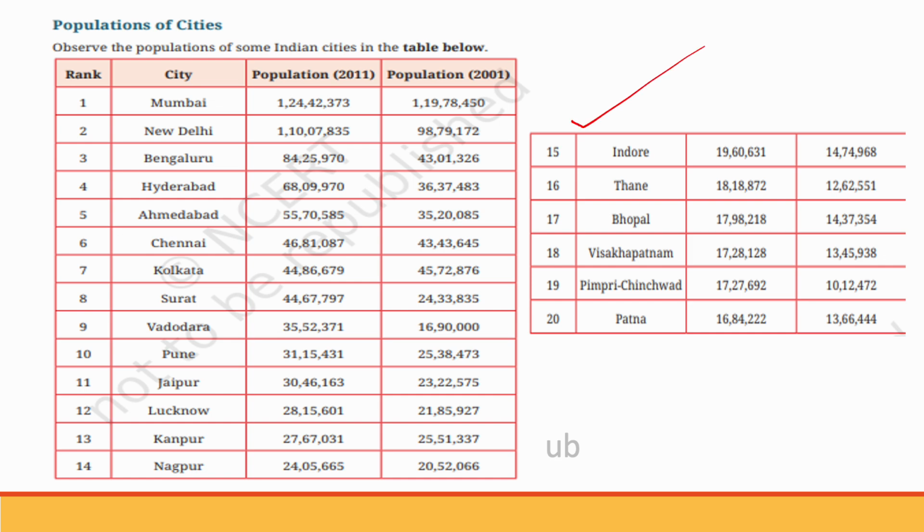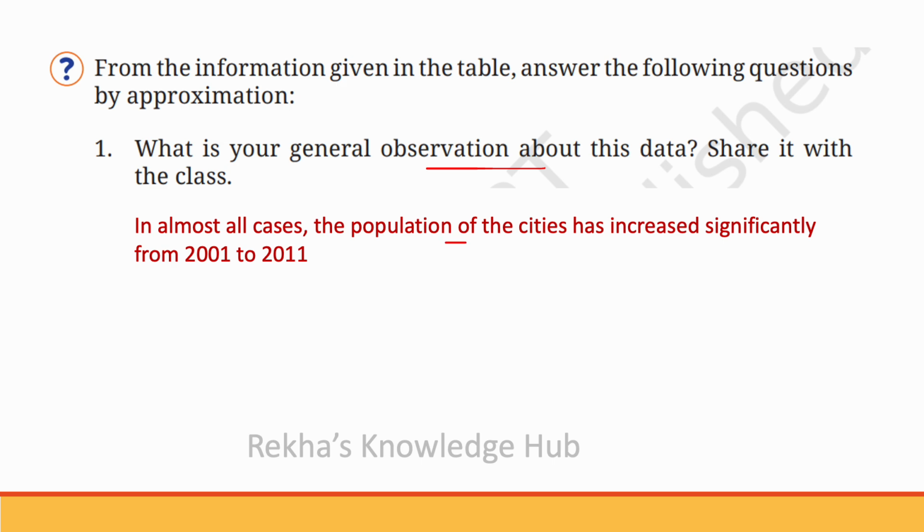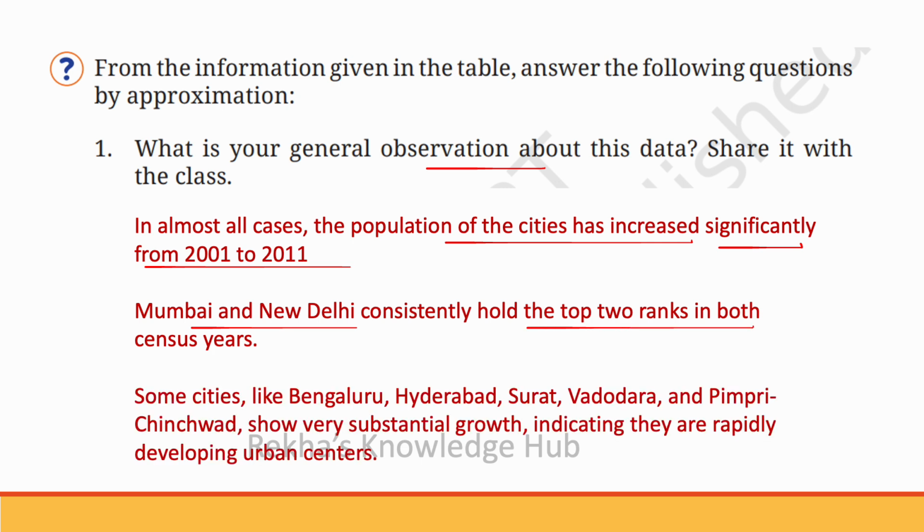Observe the populations of some Indian cities in the table given below. A table is given. You can observe the population of these Indian cities. From the information given in the table, answer the following questions by approximation. What is your general observation about this data? Share it with the class. In almost all cases, the population of the cities has increased significantly from 2001 to 2011. Then, another observation, Mumbai and New Delhi consistently hold the top 2 ranks in both census years. Then, some cities like Bengaluru, Hyderabad, Surat, then Vadodara show very substantial growth, indicating they are rapidly developing urban centers.